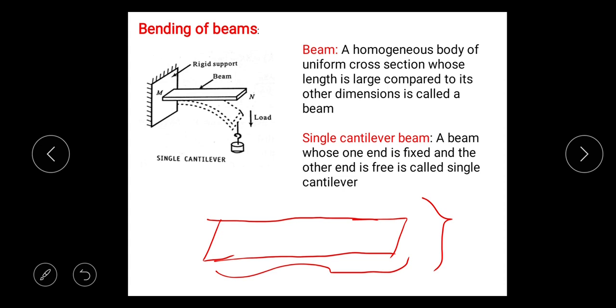So different types of beams are there. One of them is a single cantilever beam. So a single cantilever beam is shown here. This is that diagram. A beam whose one end is fixed and the other end is free is called a single cantilever. So this is that beam. One end of the beam is fixed here. This is that fixed end and the free end is this. So that's why this beam is called a single cantilever beam.